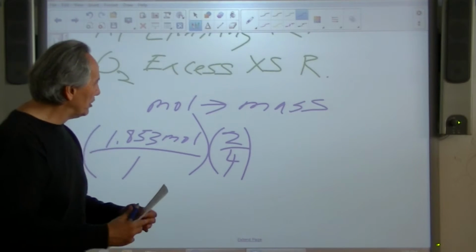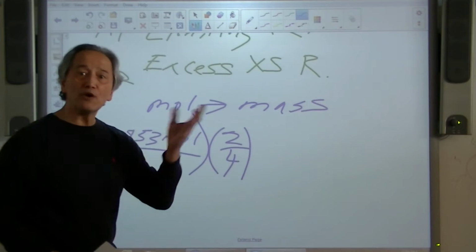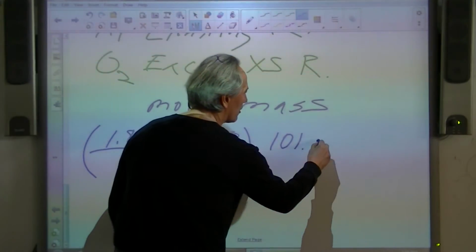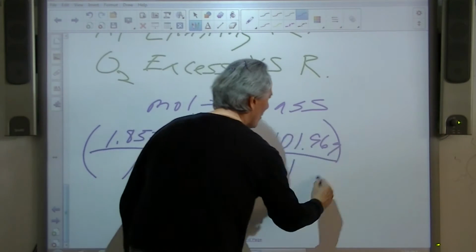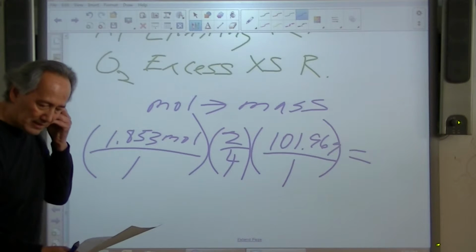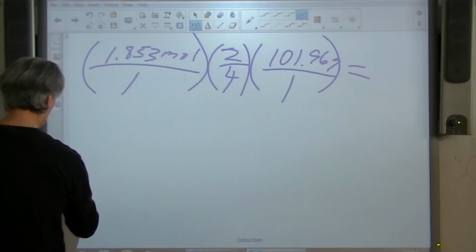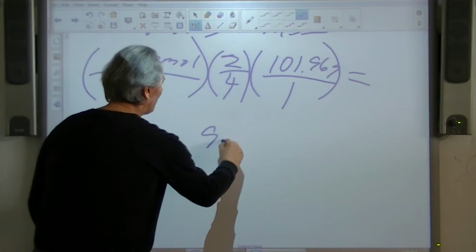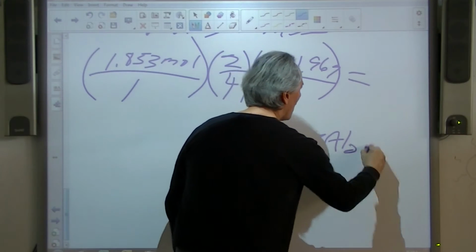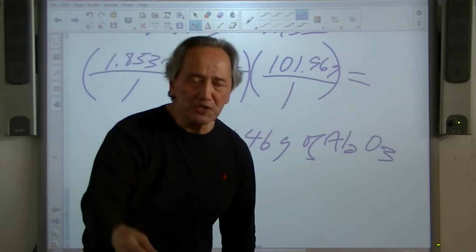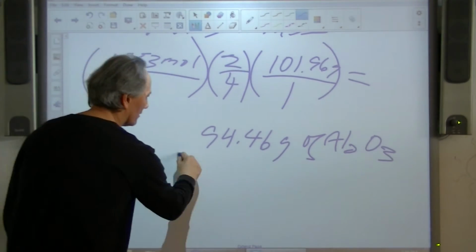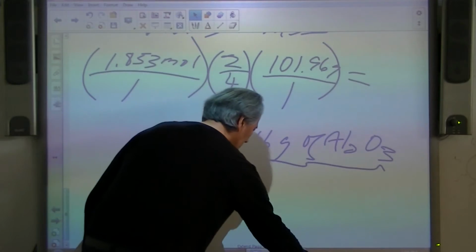The next step, in order to move from moles to mass, we must multiply by the molar mass of aluminum oxide, which in fact, as we already calculated at the beginning, was 101.96 grams per mole. Multiply that. Hence, the mass that we get comes out to 94.46 grams of aluminum oxide that is produced as a result of 50 grams of aluminum and 50 grams of oxygen. Our third solution right here. That's the third solution. We're almost there.